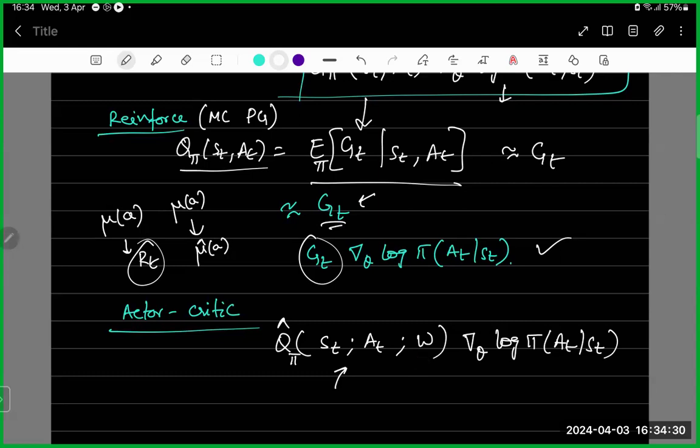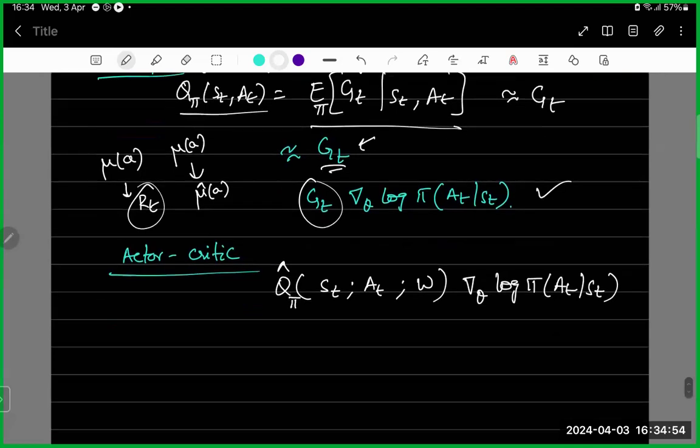right? Based on whatever interactions you are having, you will see some episodes. So using those episodes, you learn what is Q pi. That is, you learn what are W's, and you also keep updating your thetas using stochastic gradient descent, where this is the gradient which we use. Okay. So here Q pi hat is the approximate estimate of Q pi.